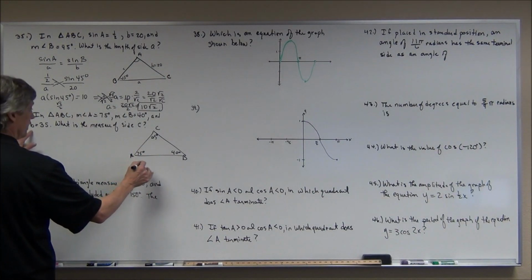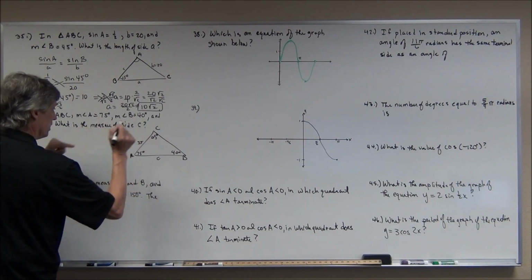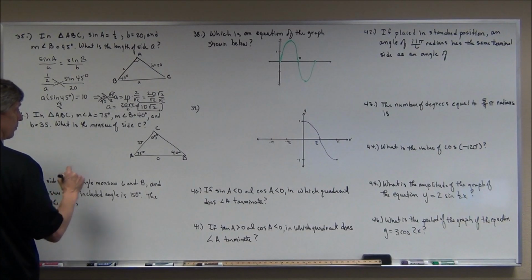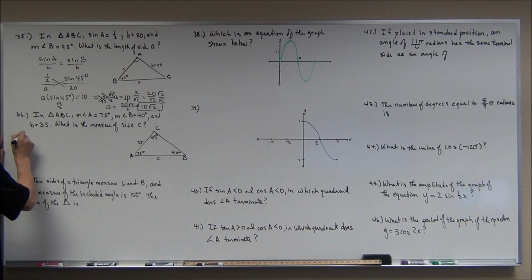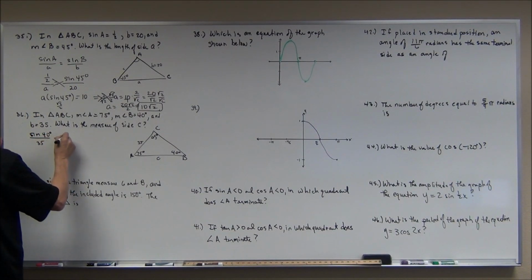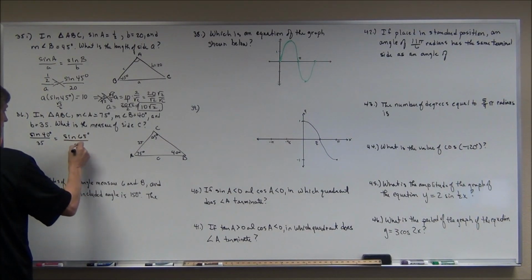And what do I know? I know B, which would be over here, is 35, and I'm trying to find C. So it looks like I'm not going to do anything with angle A. I'm going to still use the law of sines. I'm going to write that the sine of 40 degrees, that's B, all over B, which is 35, is equal to the sine of 65, because I want to know what C is, and so I have to use angle C there.